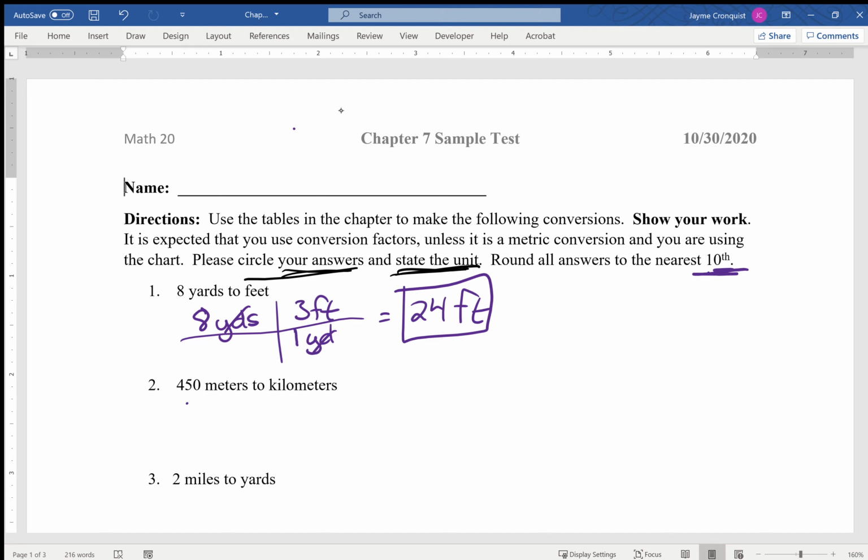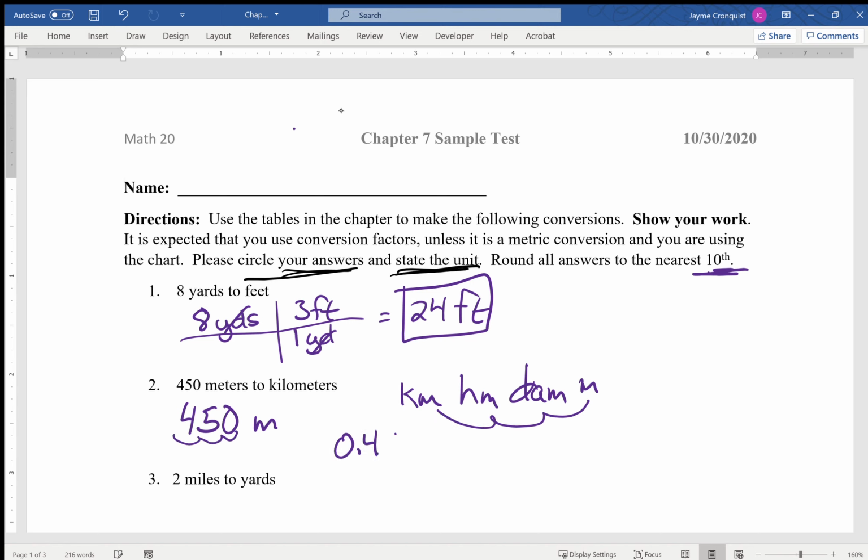All right, 450 meters to kilometers. Okay, remember we had meters, decameters, hectometers, and kilometers. Okay, so 1, 2, 3, 1, 2, 3, 0.45 kilometers. There we go.